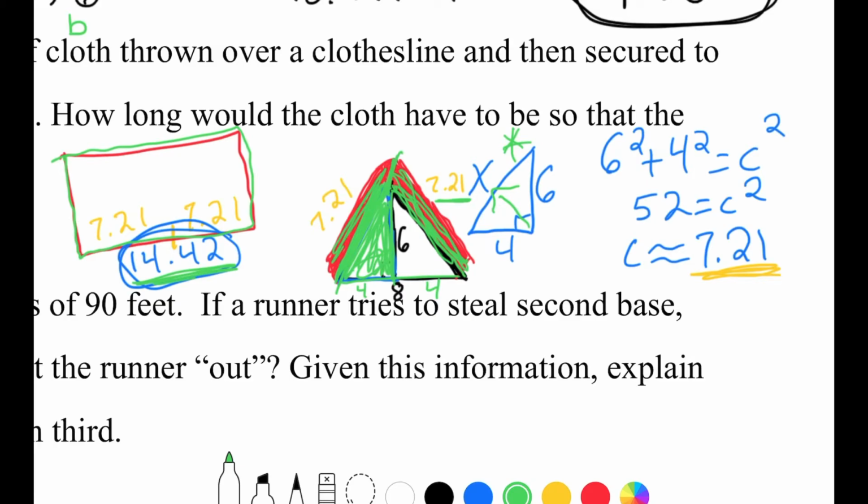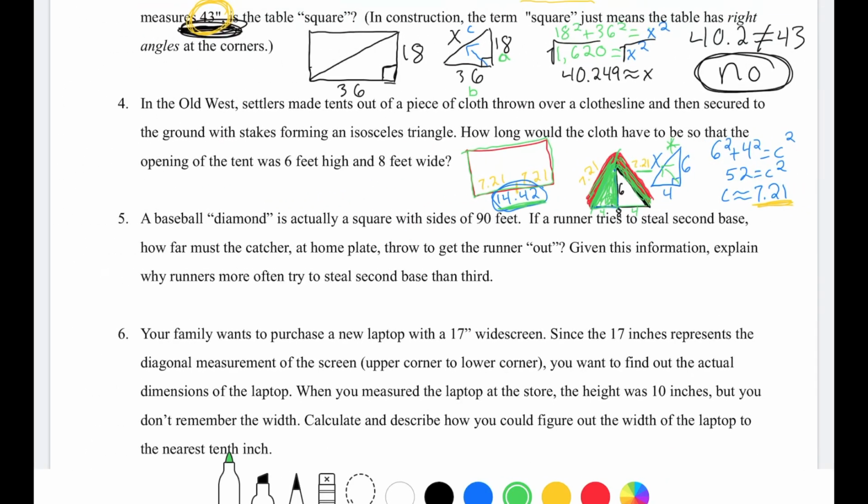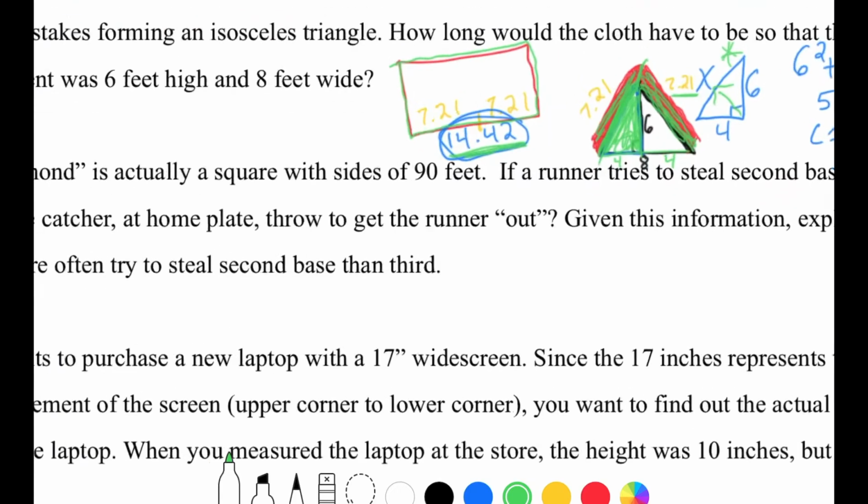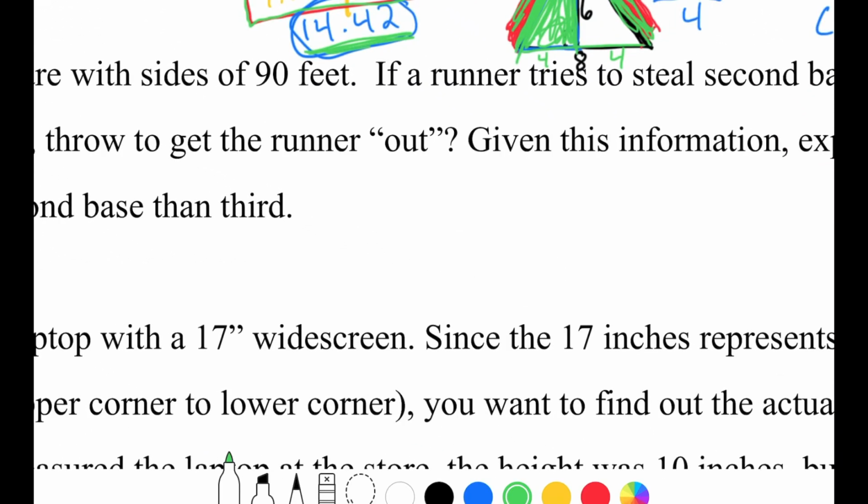Alright, let's look at another one, number 5. So a baseball diamond is actually a square with sides of 90 feet. So I'm going to take this sentence by sentence. I'm going to have a perfect square that is tilted like a diamond. And it's a square, so all of the angles are 90 degrees. It's also a square, so I know that each side is the same.